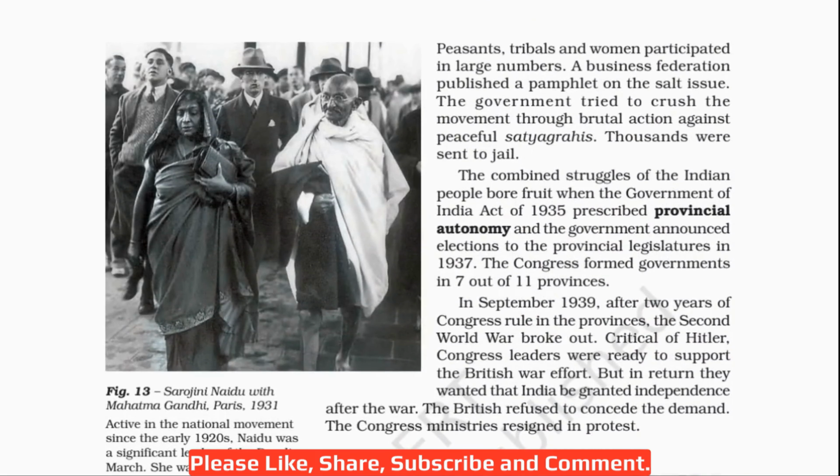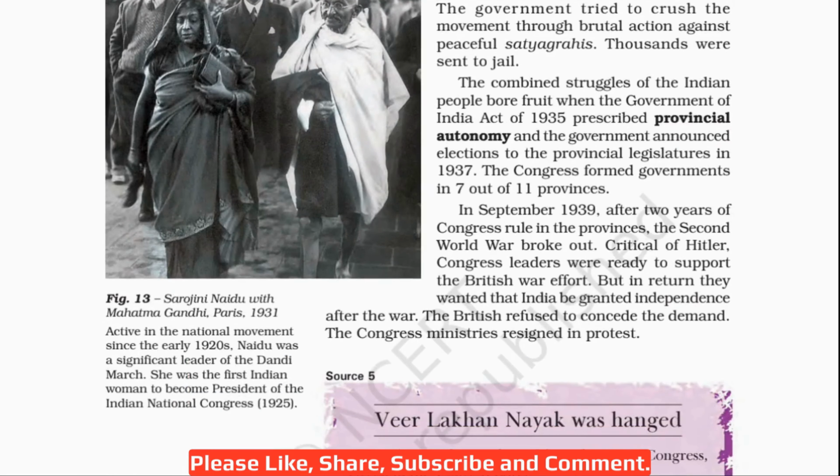Now, provincial autonomy was introduced. It means the end of dual government was started, right? So now they got provincial autonomy. Now elections will be held, and then ministries will be formed. Then the Congress formed governments in 7 out of 11 provinces. The ministries formed. In September 1939, after 2 years of Congress rule in the provinces, the Second World War broke out.